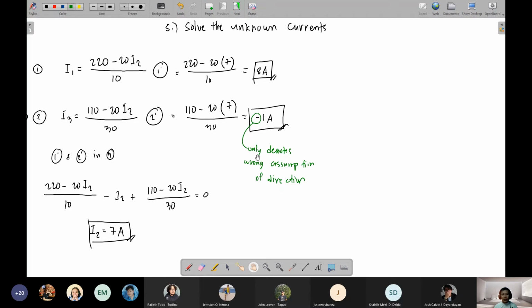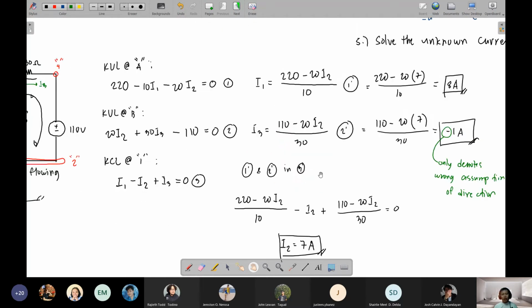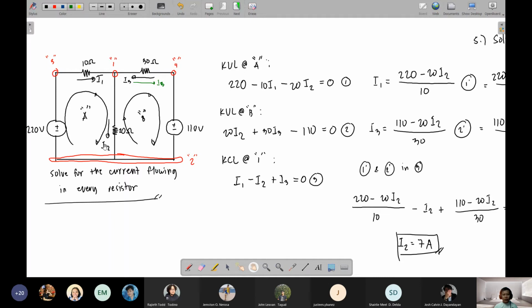Okay? So that is how to use Kirchhoff's law on a circuit. Okay? So far, any questions regarding Kirchhoff's law?